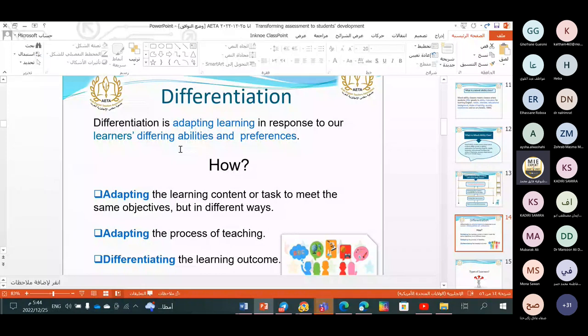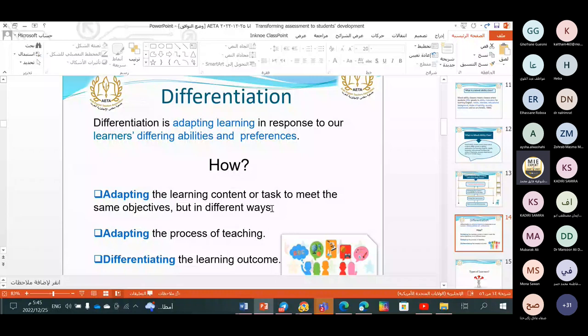Thank you for your answer. So differentiation, as you said, is adapting learning in response to our learners' differing abilities and preferences. You said this many times. But how? By adapting the learning content or task to meet the same objective, but in different ways. As Ms. Muna says, you should, for example, put them in different groups for the same task.